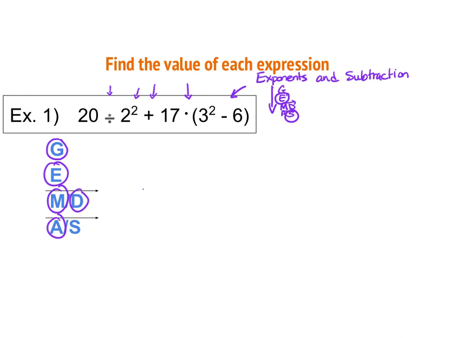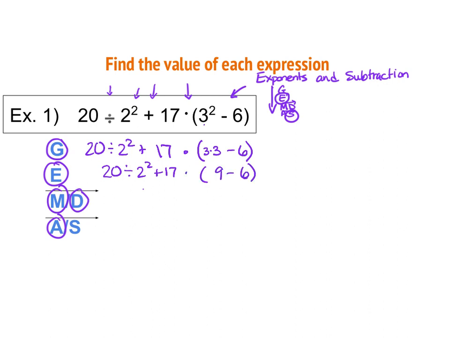So I'm going to do the exponents first in the grouping. I'm going to rewrite everything the same. And I'm going to do 3 squared, which is 3 times 3, minus 6. So then I do 20 divided by 2 squared plus 17 times 9 minus 6. And 9 minus 6 is 3. I rewrite everything the same. So I did my grouping. Now I'm going to do my exponents. So this is 20 divided by 4 plus 17 times 3. I can get rid of the parentheses.